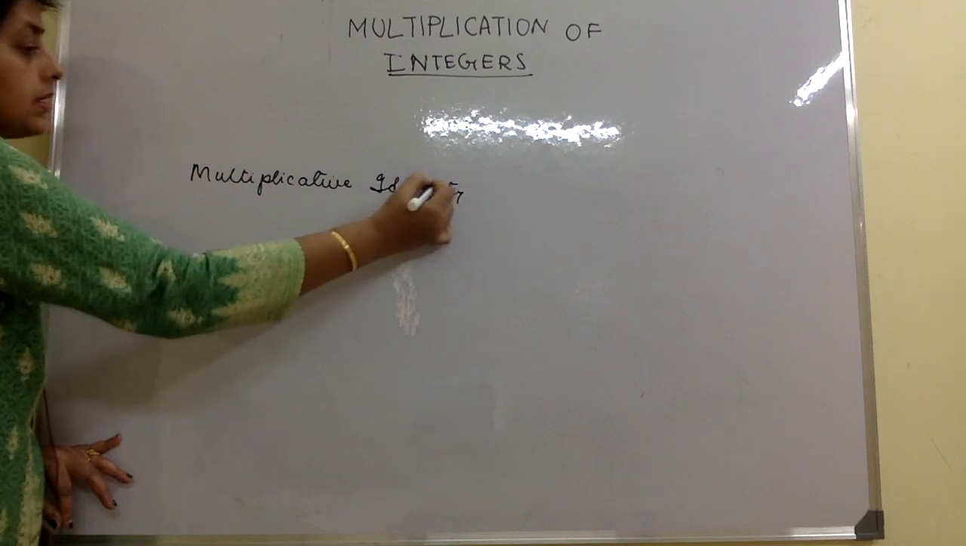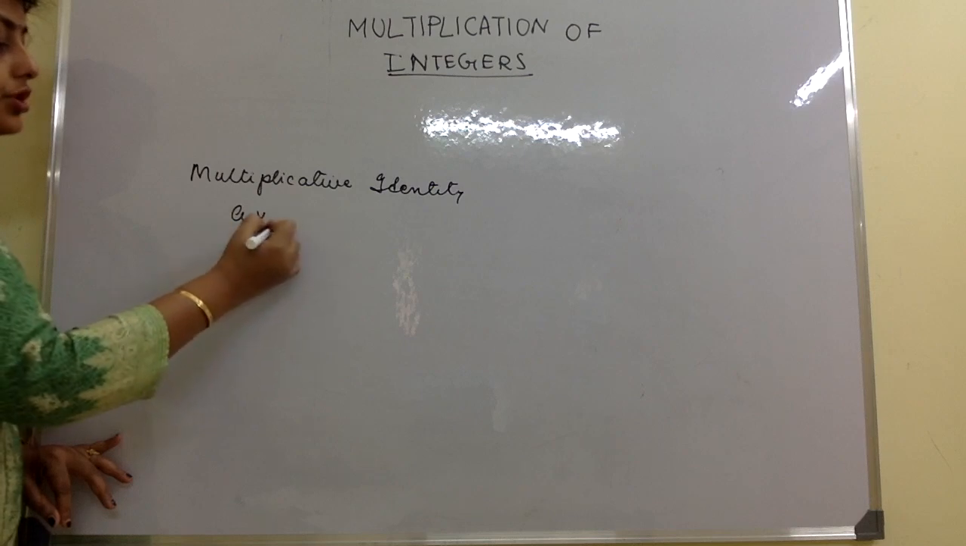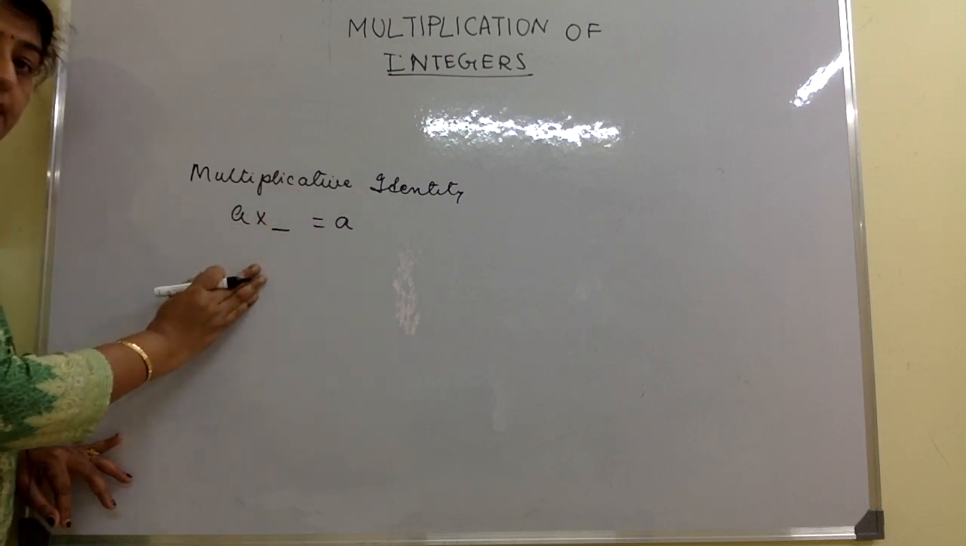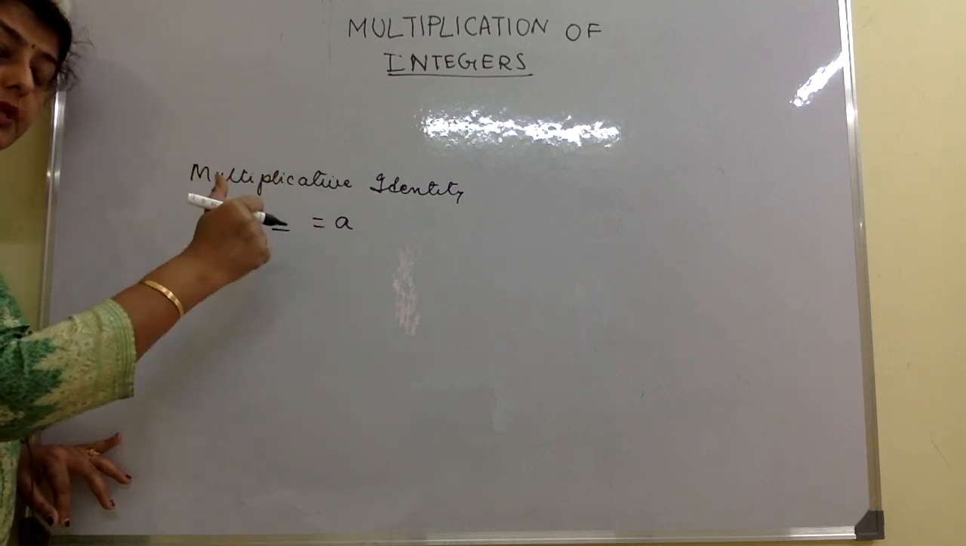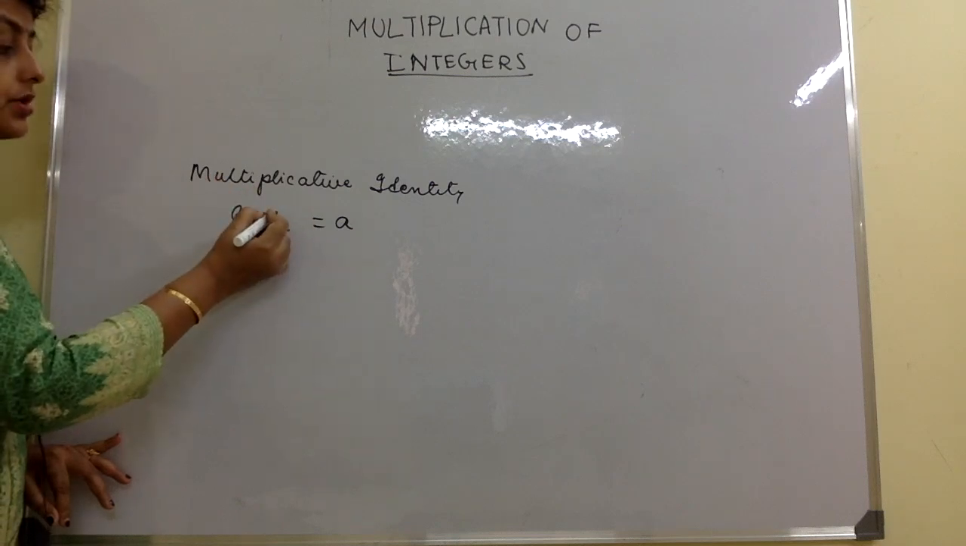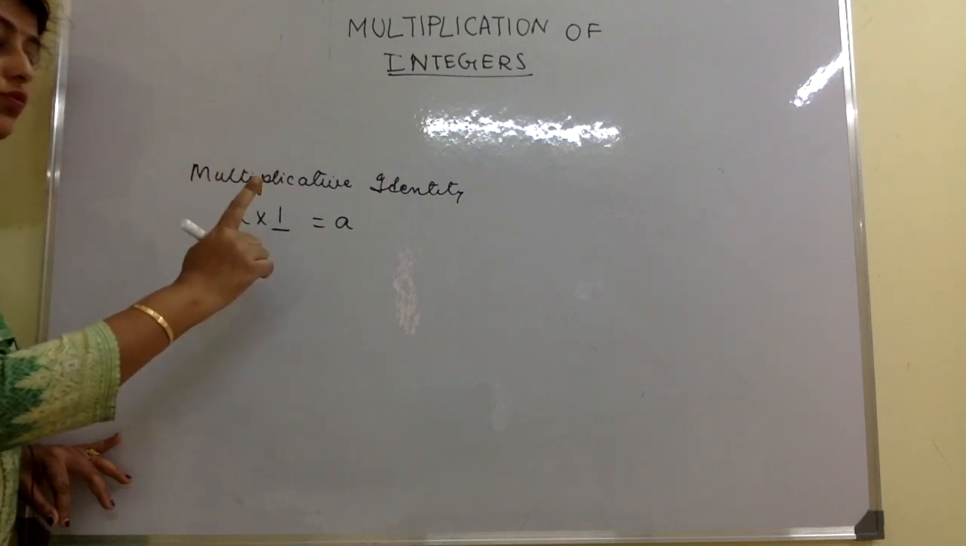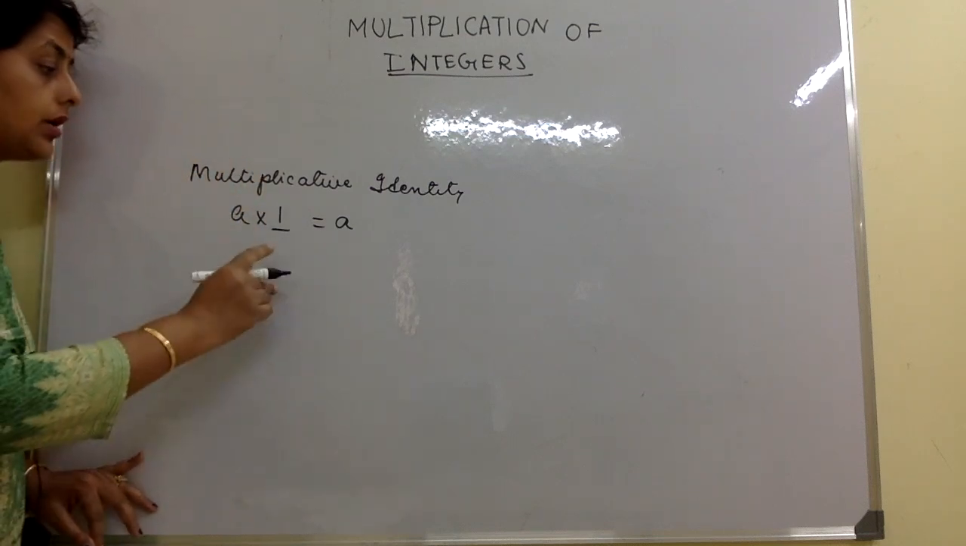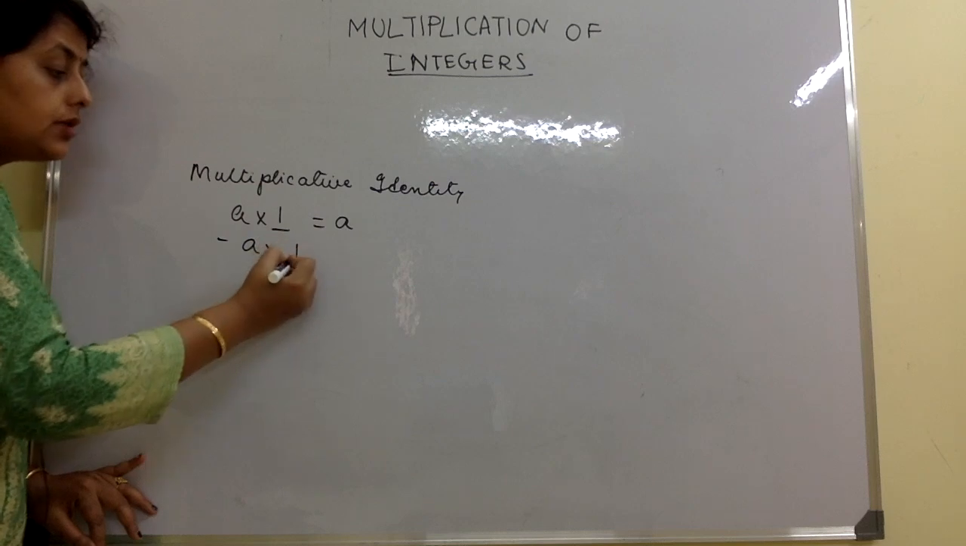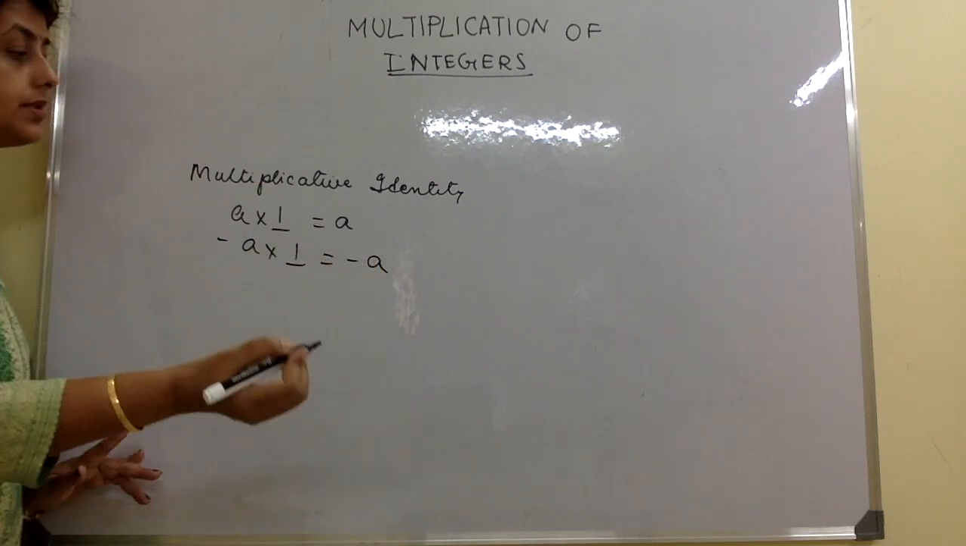That is the number with which if you multiply you get back the same number, just like you had 0 for the additive identity. So here it is always 1. So the multiplicative identity is always 1 for the set of integers. You can take minus a, still into 1 only will give you minus a.